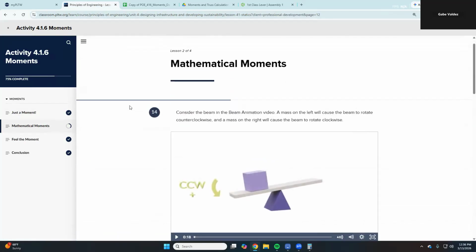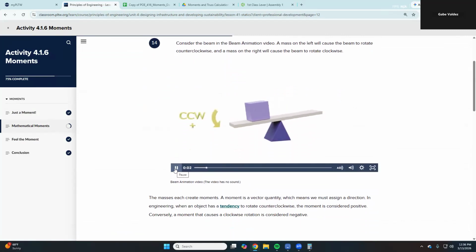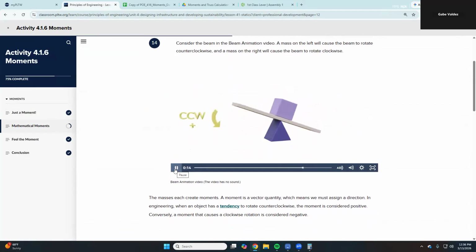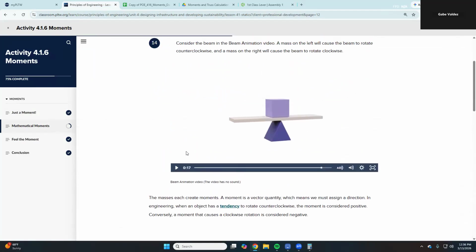The next part of the activity talks about mathematical moments. And so you have this beam. What happens as I slide further out one way or the other? The moment increases either positive or increases negative, depending on what side. So on the left-hand side, you have a positive moment. On the right-hand side, you have a negative moment because of the direction of rotation. So it talks about moment being a vector quantity because it has direction, and it also has magnitude. And so by convention, anything that causes a counterclockwise moment will be considered positive.